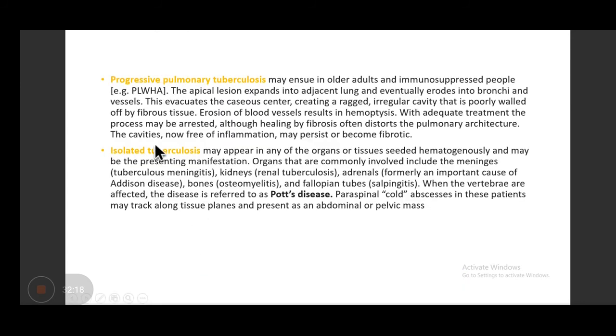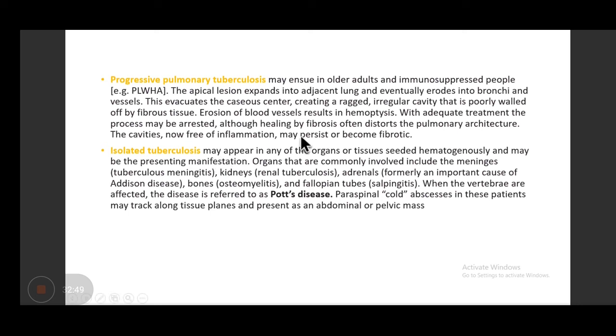Okay. Then other complications: you can have progressive pulmonary tuberculosis. It may ensue in older adults and especially in immunosuppressed people, that is, for example, people living with HIV/AIDS. Their lesion expands into adjacent lung and eventually erodes into bronchi and vessels. This evacuates the caseous center, creating a ragged, irregular cavity that is poorly walled off by fibrous tissue.